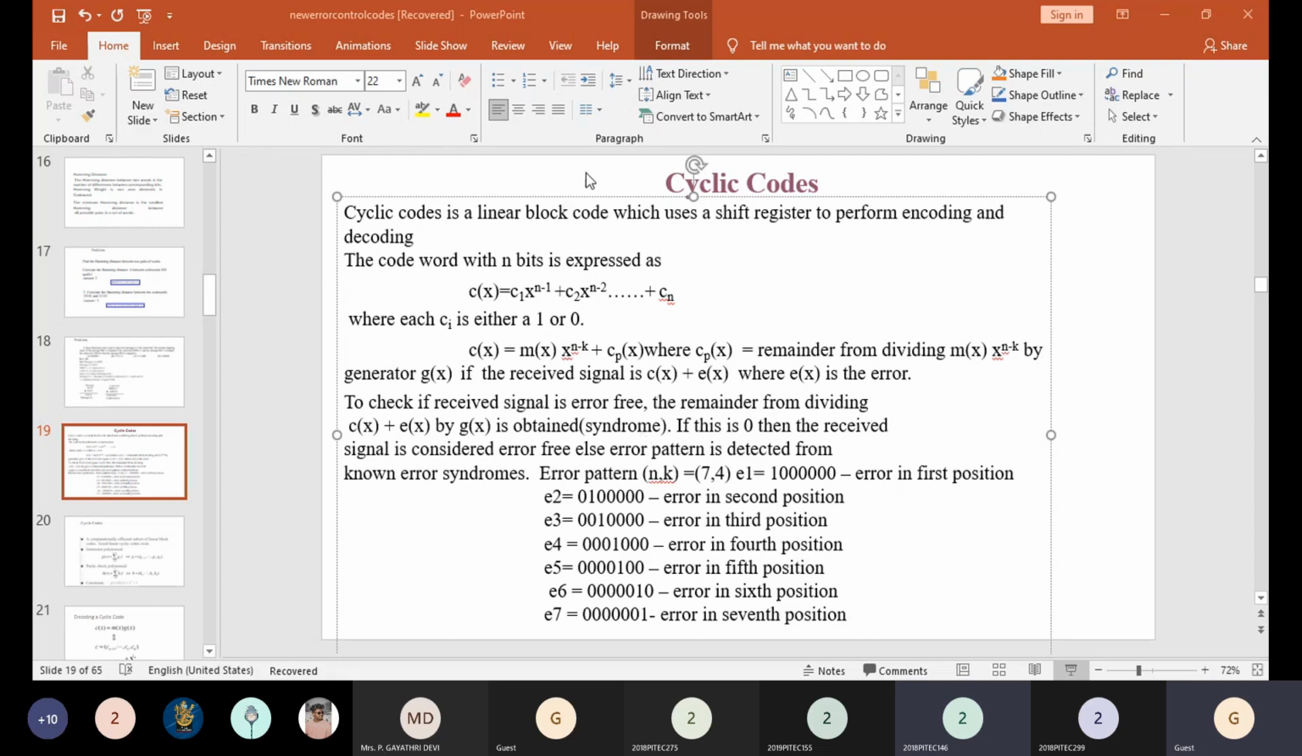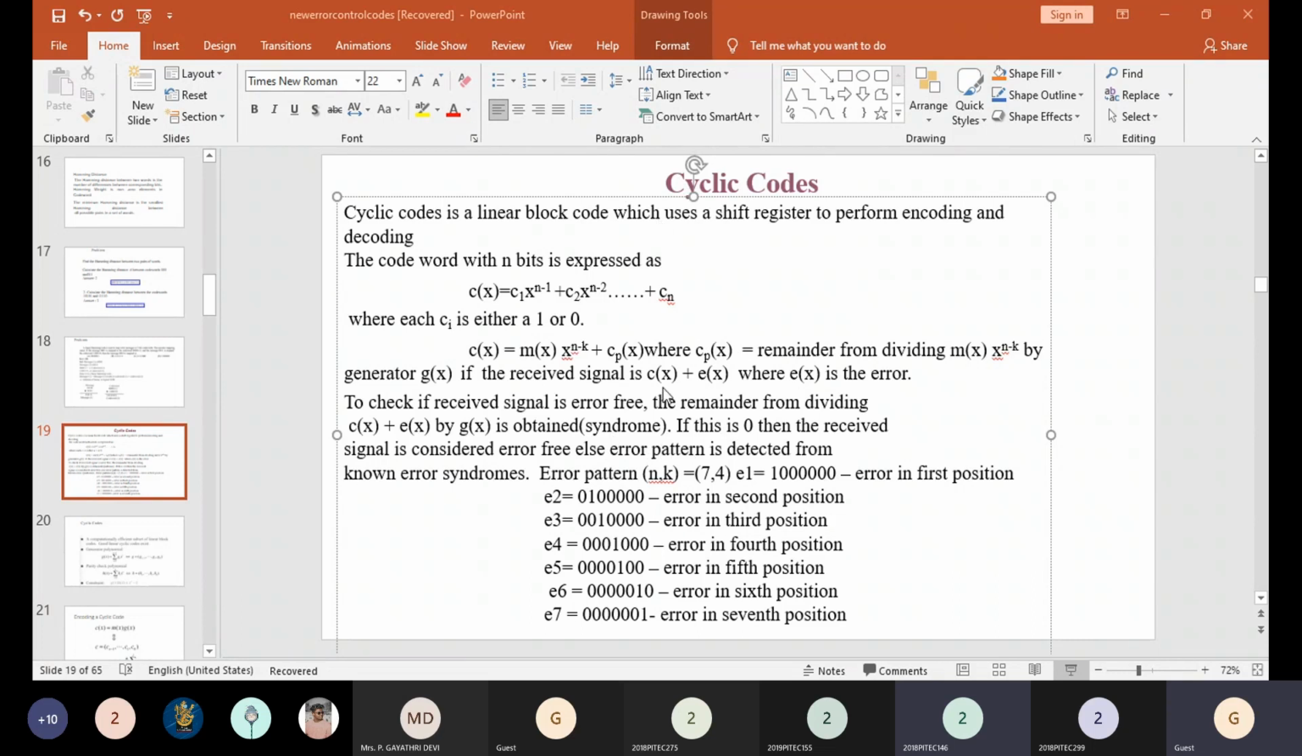If you multiply 1 plus x square with x power 3, this becomes x power 3 into x power 1, so x power 4, and then x power 3 along with x power 2 becomes x power 5. So you'll be having x power 5 plus x power 4 plus x power 3.